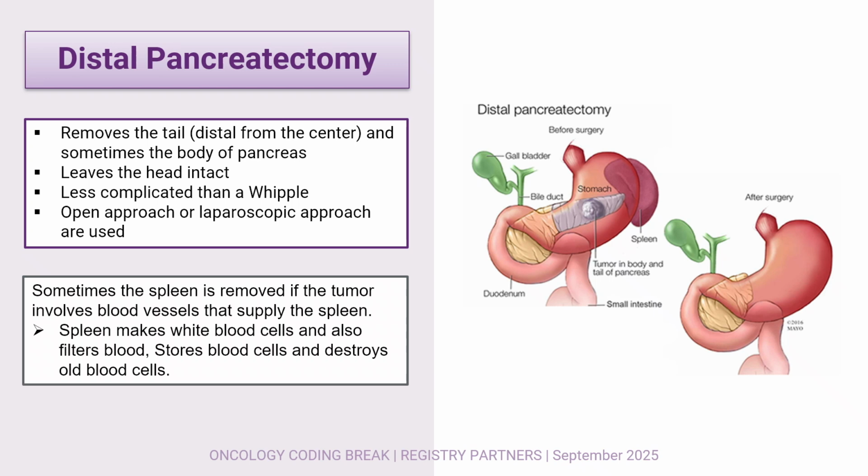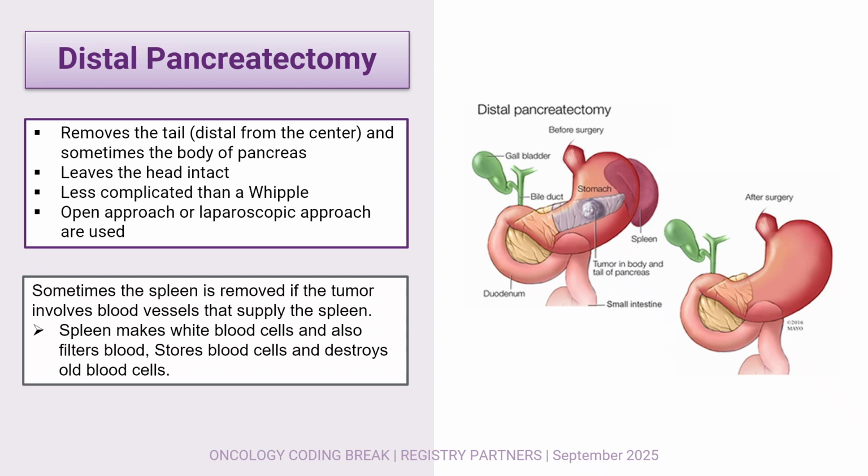The distal pancreatectomy removes the tail distal from the center and sometimes the body of the pancreas. It leaves the head intact. It is less complicated than a Whipple. Open approach or laparoscopic approach are used. Sometimes the spleen is removed if the tumor involves blood vessels that supply the spleen.